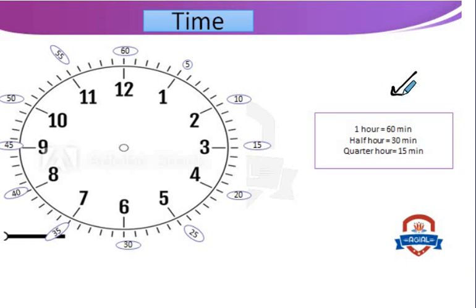We know that 12 meaning 0. Okay, and 1 meaning 5 minutes. 1 meaning how many minutes? Excellent, 5 minutes. And 2 meaning 10 minutes. 2 meaning how many minutes? Excellent, 10 minutes. If you forget it, you will multiply. 2 multiply 5 equal 10.